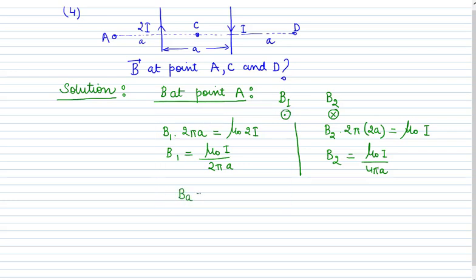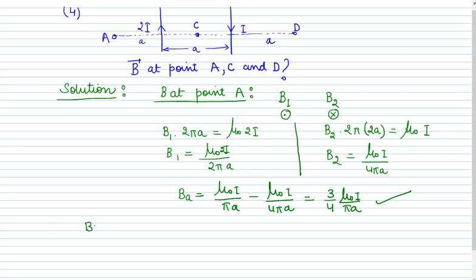If we calculate the resultant field at point A, this will be equal to μ₀2I upon 2πA. So this 2 cancels out. This is μ₀I upon πA, and this is minus μ₀I upon 4πA. If we take μ₀I upon πA common, this is 1 minus 1 by 4, and 1 minus 1 by 4 is 3 by 4. So this is 3 by 4 μ₀I upon πA. So the resultant magnetic field at point A is 3 by 4 μ₀I upon πA. We easily calculated it using Ampere's circuital law. Similarly, we can calculate it for point C and point D.